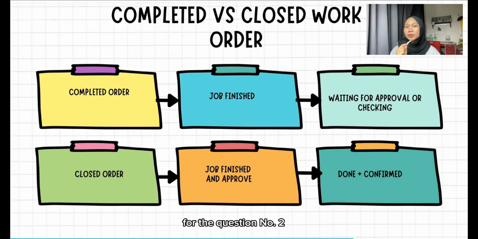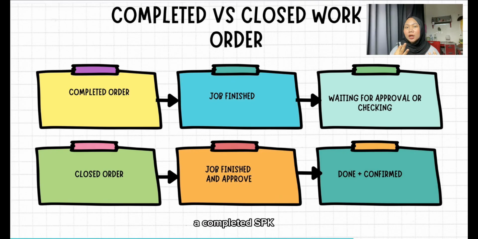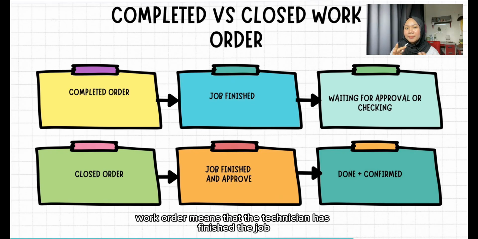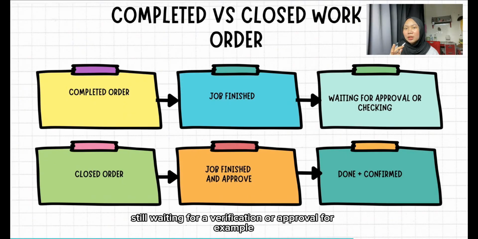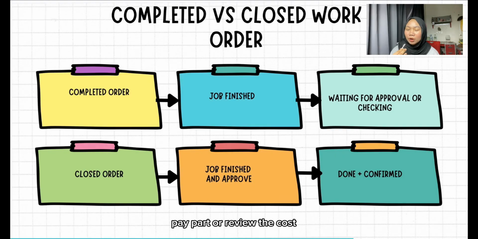For question number 2, what is the difference between completed work order and closed work order? A completed work order means that the technician has finished the job, but the task is still waiting for the verification or approval. For example, the supervisor may need to check the work or confirm spare part or review the cost.